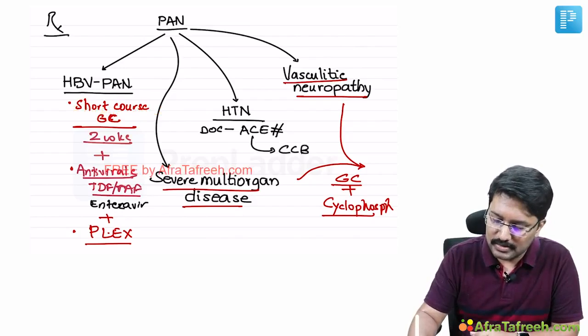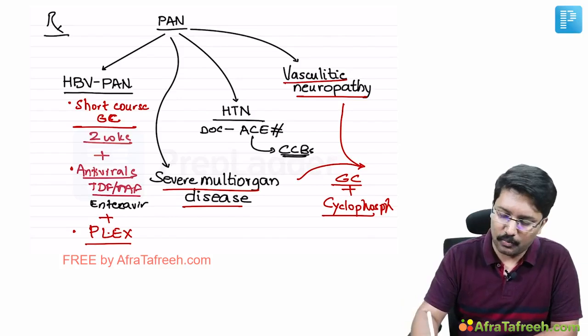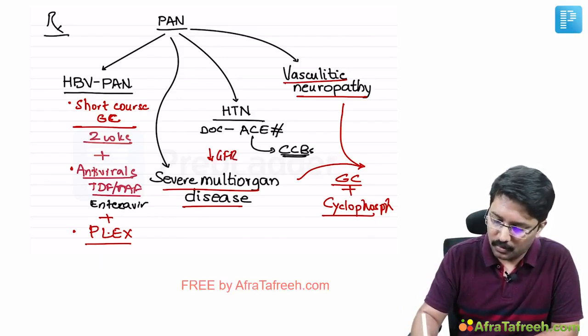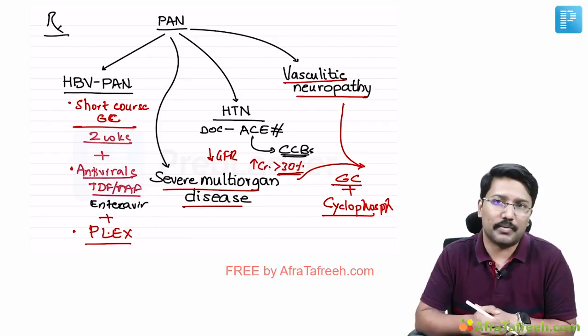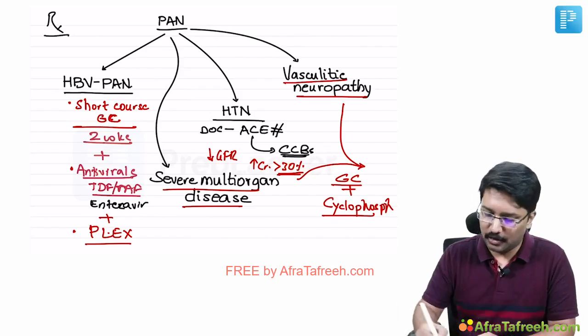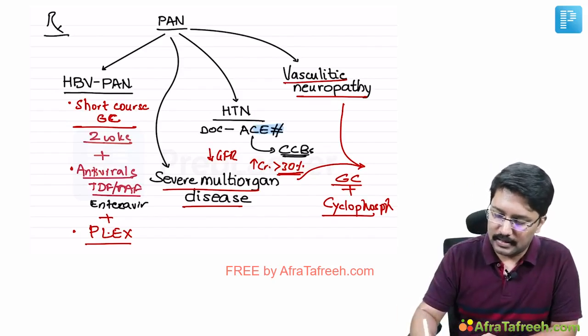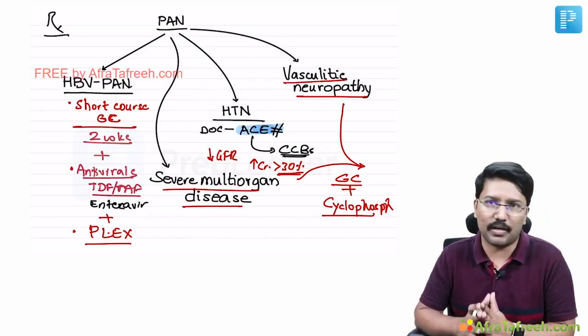You may switch over to a CCB like amlodipine if the patient develops worsening renal function in the form of decrease in GFR or increase in creatinine by more than 30%, right? Decrease in GFR or increase in creatinine by more than 30% from the baseline value before you started the ACE inhibitors. Otherwise, if that doesn't occur and the patient holds on with his renal function, the drug of choice remains ACE inhibitors, right? Okay, so that is the approach to management of a case of polyarteritis nodosa.